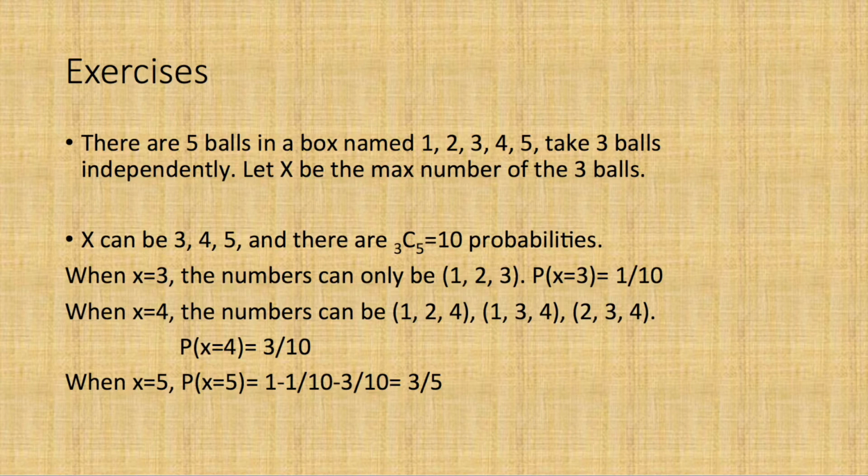There are 5 balls in a box numbered 1, 2, 3, 4, 5. We take 3 balls independently, and let X be the max number of the 3 balls. Obviously, X is the random variable, and we can figure out the probability of each value of X. The solution is also here on screen.